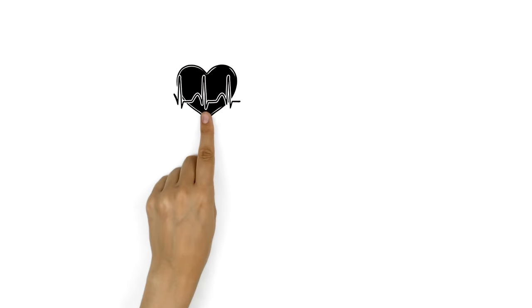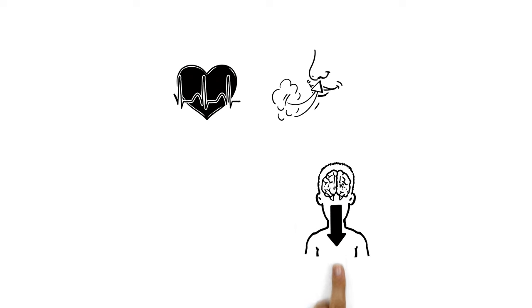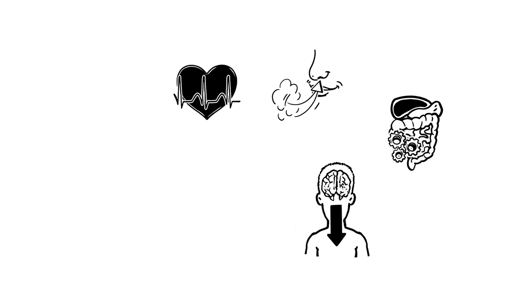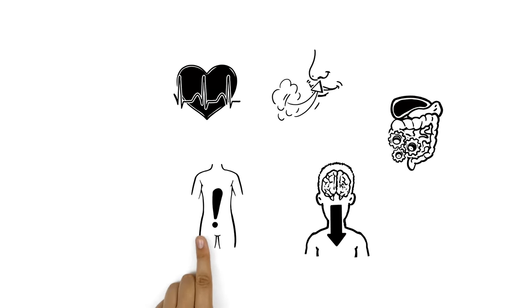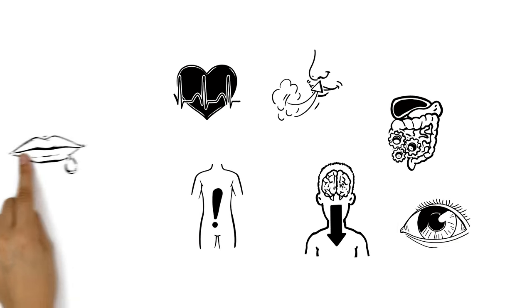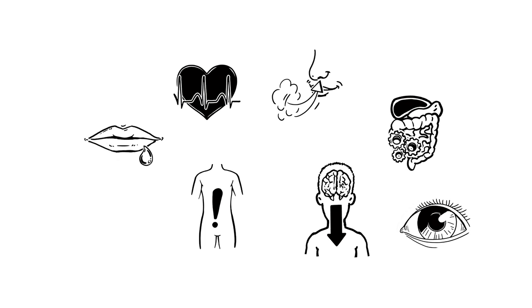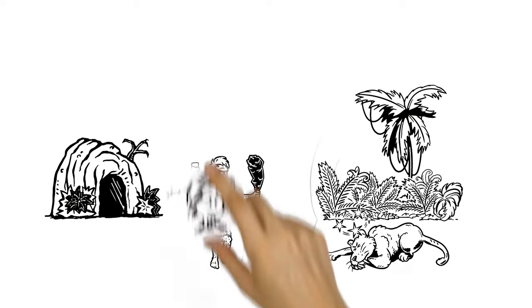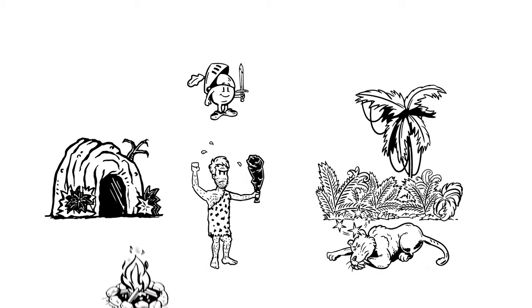Increased heart rate, shallow breathing. Blood rushes from the brain to the arms and legs. Digestive activities are minimized. His stomach is tense. His pupils dilate. Saliva becomes thicker, and he gets sweaty palms. The caveman defeats the saber-toothed tiger with all his energy and then has a rest.